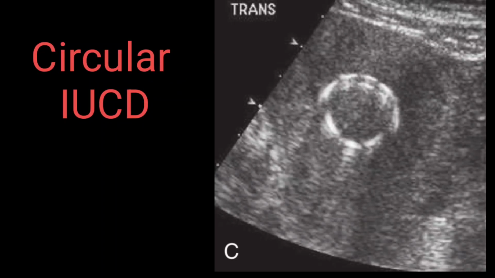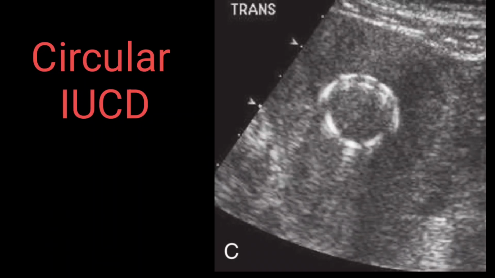Whenever you are scanning transabdominally, you may be able to see this on the transabdominal scan as well. On the transvaginal scan it would be clearly visible. If the clinician is not an expert, or has not seen this circular IUCD before, he or she may confuse it with the BPD and start taking the biparietal diameter. He or she may also confuse it with a calcified wall fibroid. So these are the two confusions.